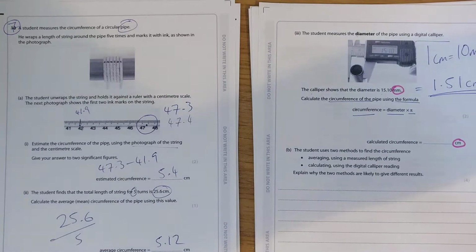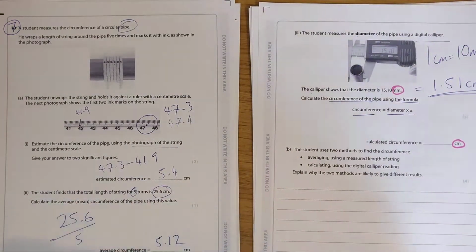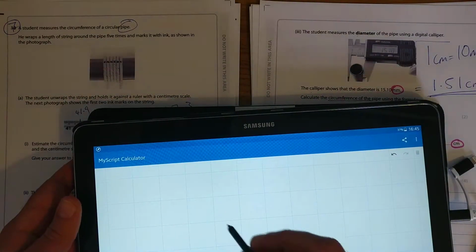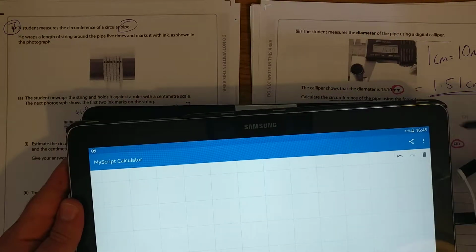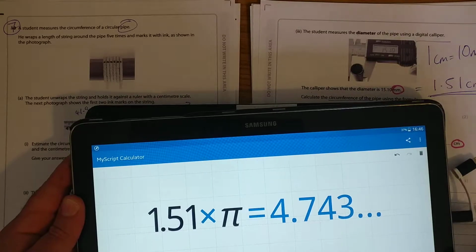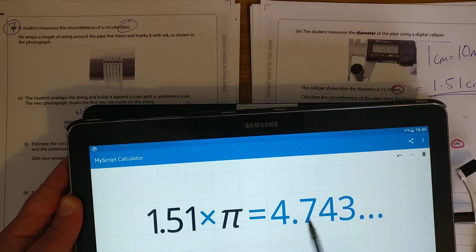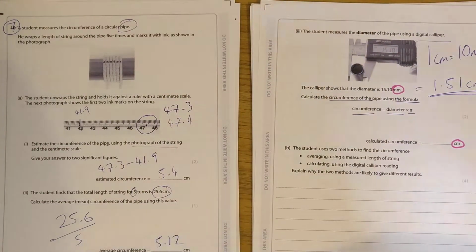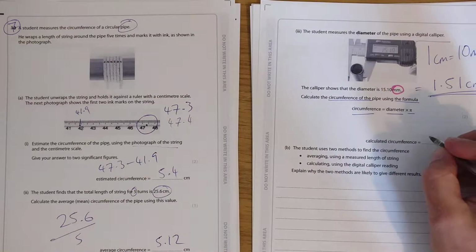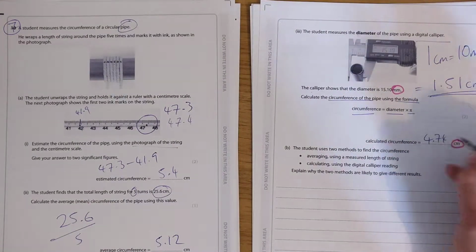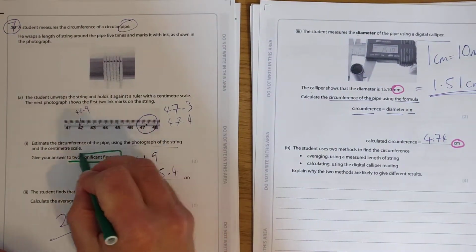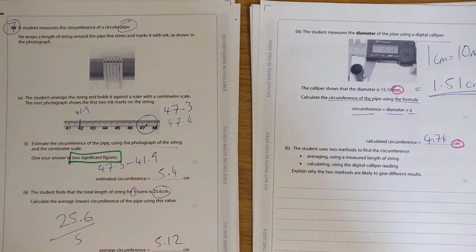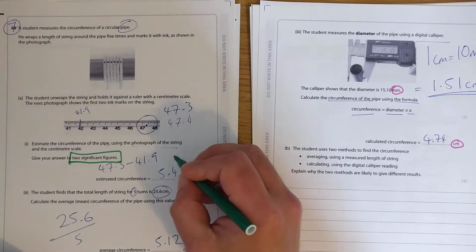So if we now do 1.51 times pi, 4.74. We'll just write it down as 4.74 centimeters, that's fine. Another thing I wanted to point out, I forgot to mention back in this question, 2 significant figures. Some people wrote down 5.40.